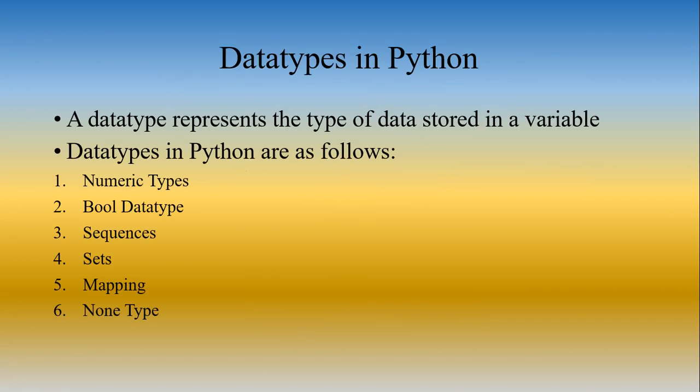Now, first let me tell you what is a data type. A data type represents the type of data stored in a variable. Data types in Python are as follows: numeric types, bool data types, sequences, sets, mapping, and None type. Now let us go through each one of these in detail.